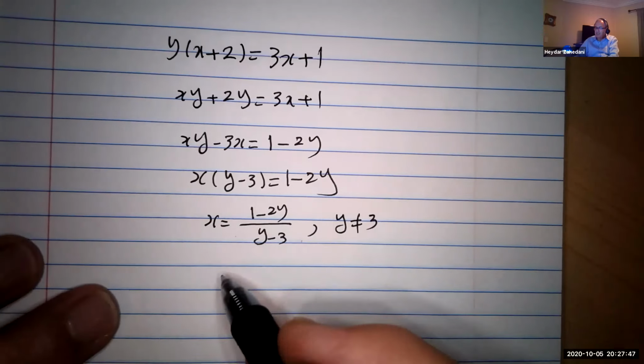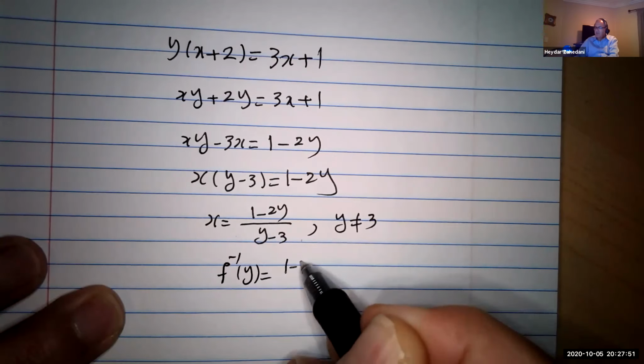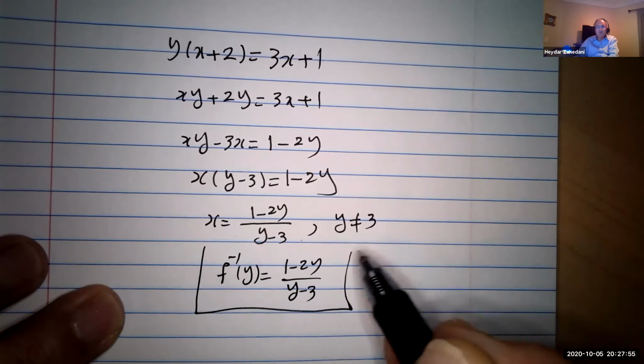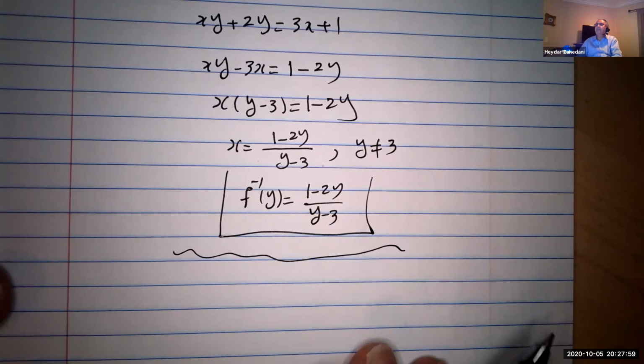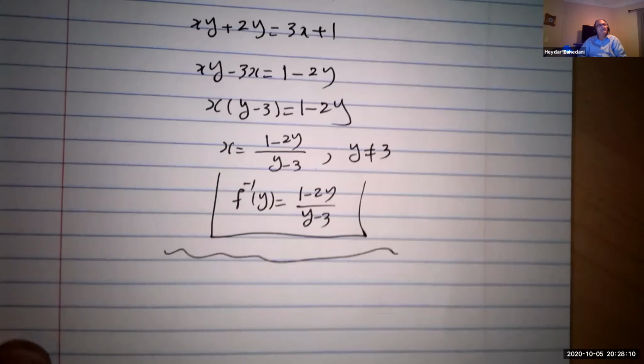Then you can say that the f inverse of y is 1 minus 2y over y minus 3. Or if you like the x, we can change it to the x. We don't mind. Okay, so that's the inverse function. It's easy, but we need it in future. In one place, we want you to make sure you understand that.